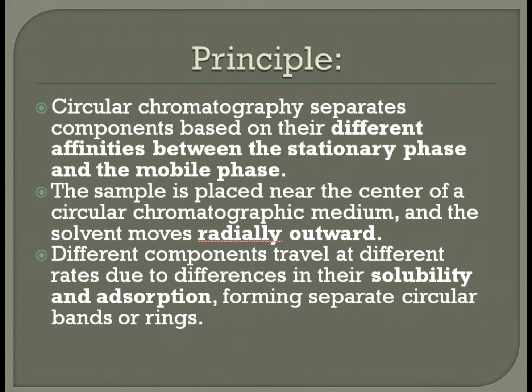The principle of circular chromatography is simple. The sample is placed at the center of a circular paper, as already discussed. When solvent is added, it moves radially outward from the center. Different components in the mixture have different affinities for the paper and the solvent, so they travel at different speeds and separate from each other. Each ring you see on the paper represents one component of the mixture. In short, the center is the spot, the solvent moves outward, and each ring represents one separate component.